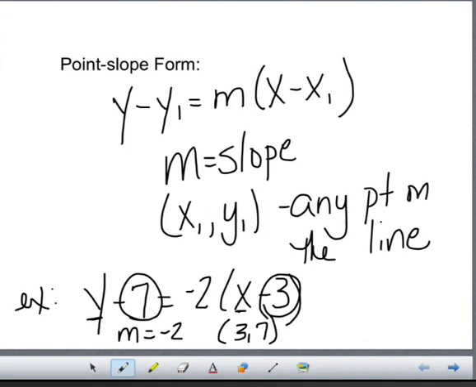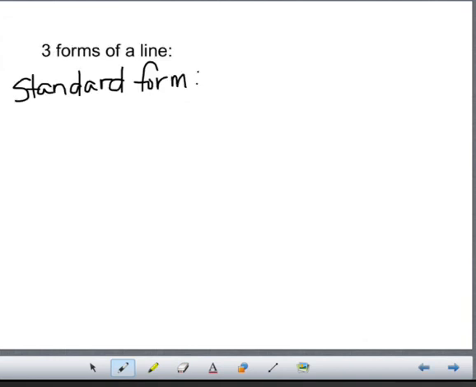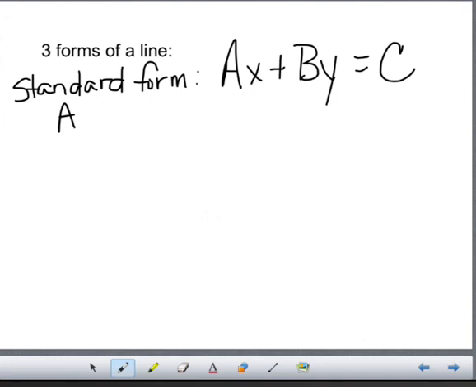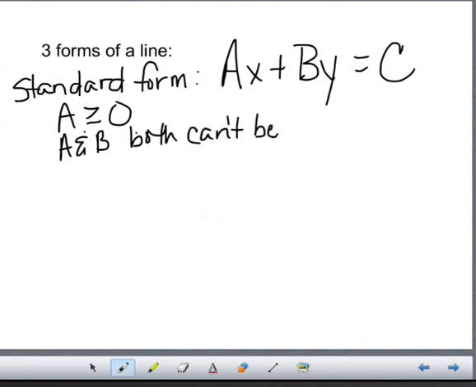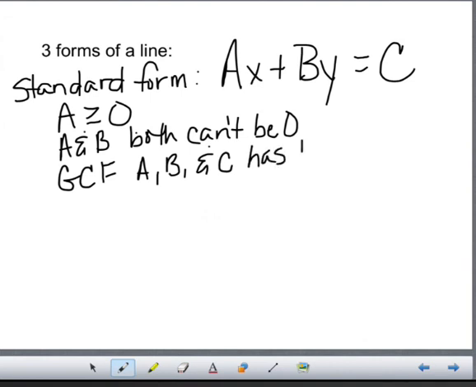Okay, but just as a really quick review, let's talk about the three forms of a line that we have talked about. We have standard form first, which was ax plus by equals c. Remember, we said some criteria we had to meet for that one. A had to be greater than or equal to 0. Basically, A can't be negative. Remember, A and B both can't be 0. One can, but they both can't. And remember, my GCF of A, B, and C has to be 1.